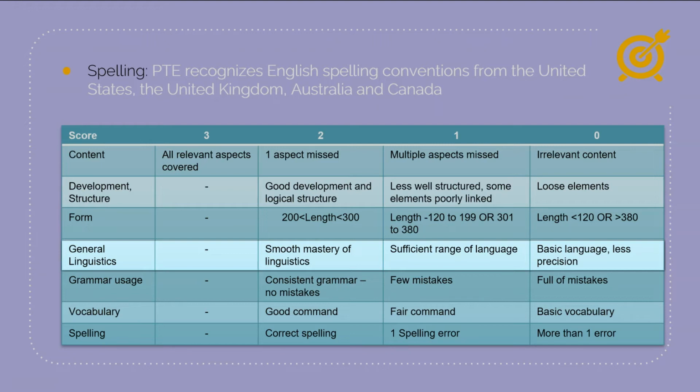You are also assessed for your grammar skills in this question type, and you get full marks, which is 2 points, if you get everything grammatically correct. If you have 1 or 2 grammatical errors in your response, you still get 1 point. But if you exceed that and make more than 2 grammatical mistakes, you get 0 points for grammar.